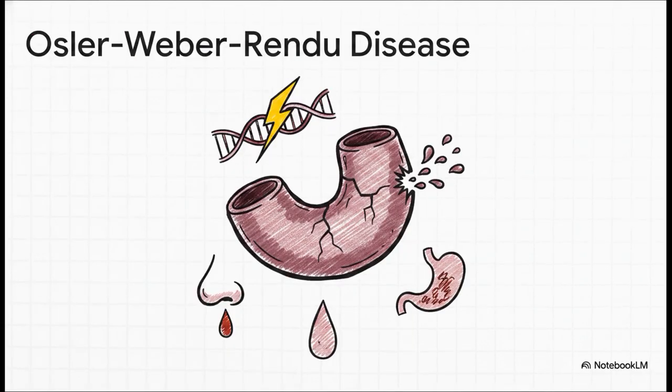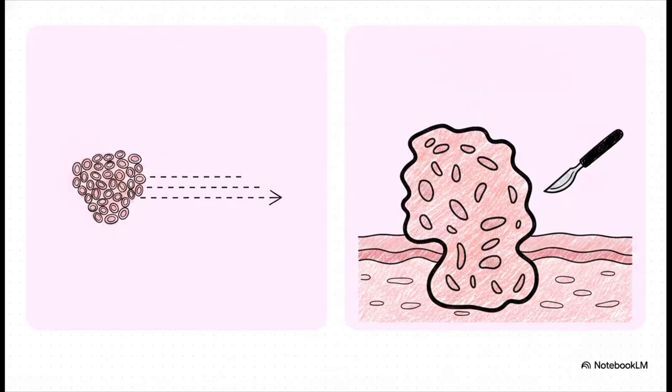A classic example of this is hereditary hemorrhagic telangiectasia, or Osler-Weber-Rendu disease. It's an autosomal dominant disorder caused by a very specific glitch, mutations in the TGF-beta signaling pathway. Because of this mutation, patients are literally born with widely distributed, dilated capillaries and veins. And the real clinical danger here, these stretched-out vessels are structurally super fragile. They're highly prone to spontaneous rupture, which means patients often deal with severe nosebleeds, GI bleeding, or blood in their urine.